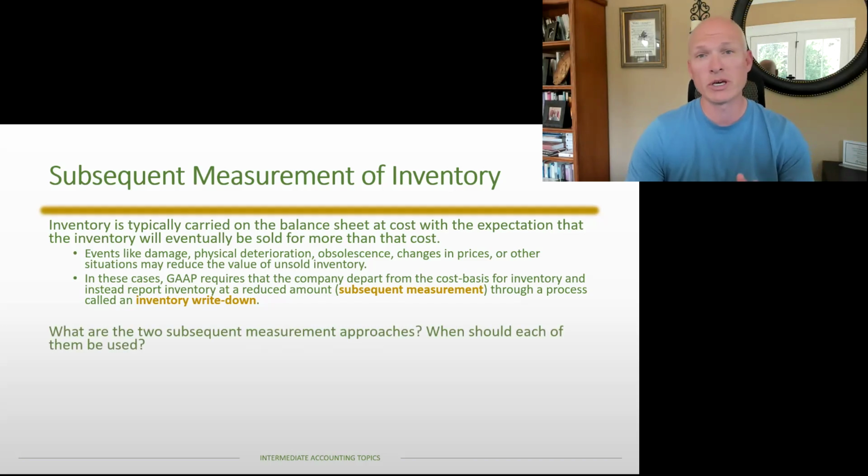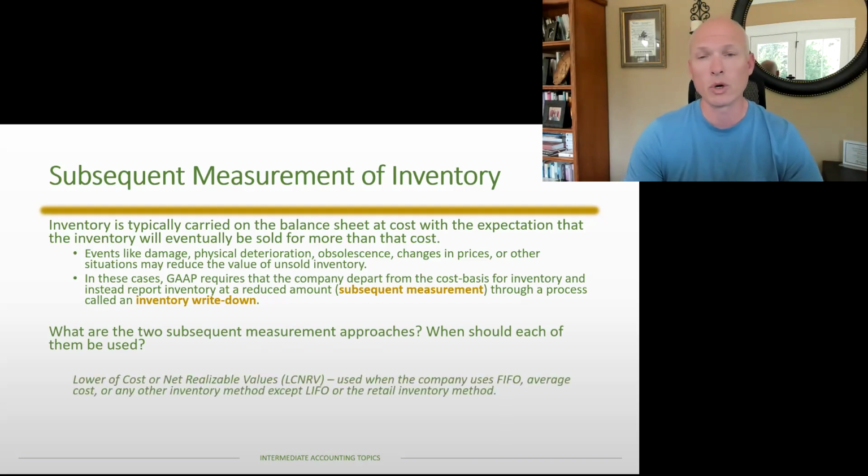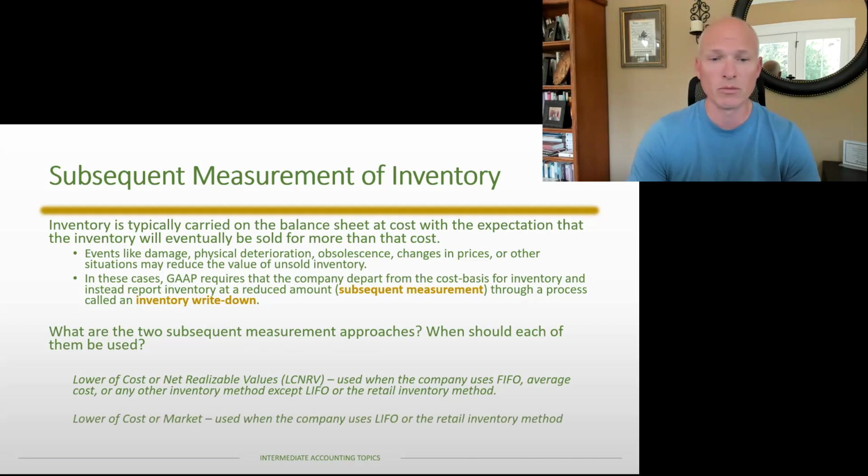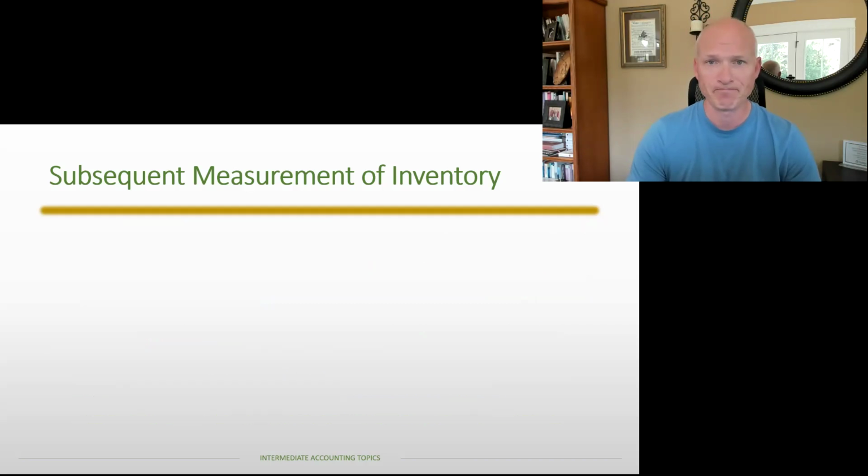There are two approaches that we generally use when we're going to potentially depart from using cost. One is called lower of cost or net realizable value. You apply that method when you're using FIFO, average cost, basically any method other than LIFO and the retail inventory method. The other method is lower of cost or market, and that's the approach you use with LIFO or the retail inventory method. Those will be covered in a different lecture.